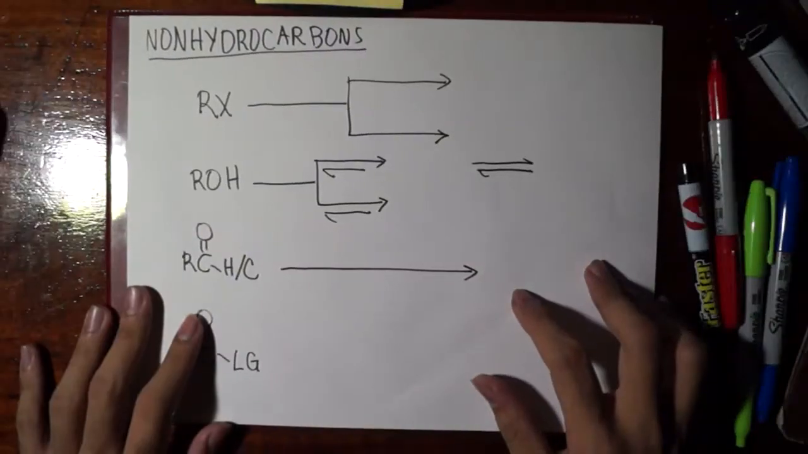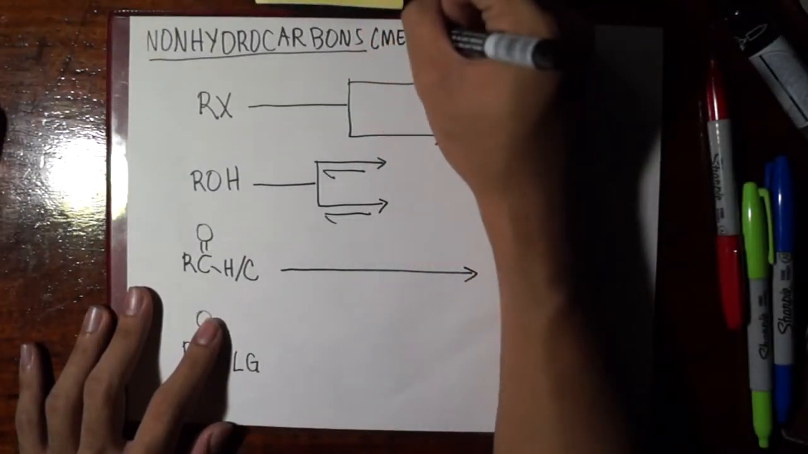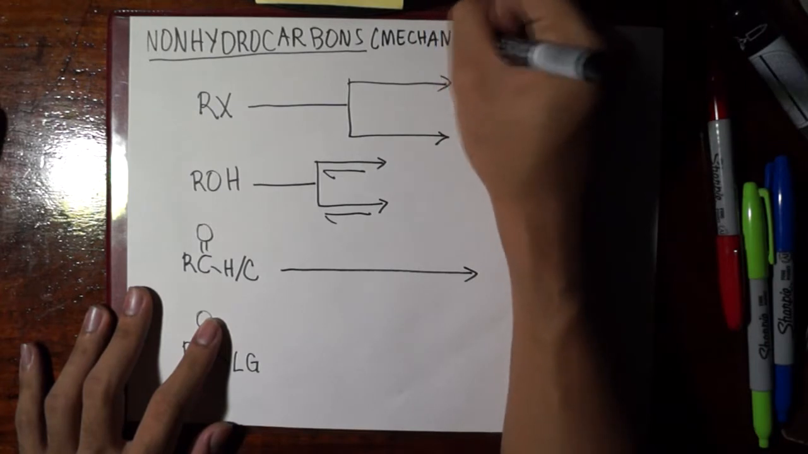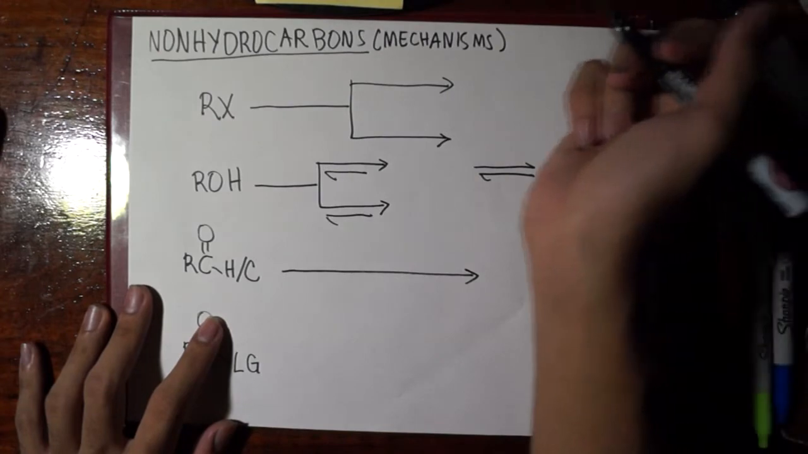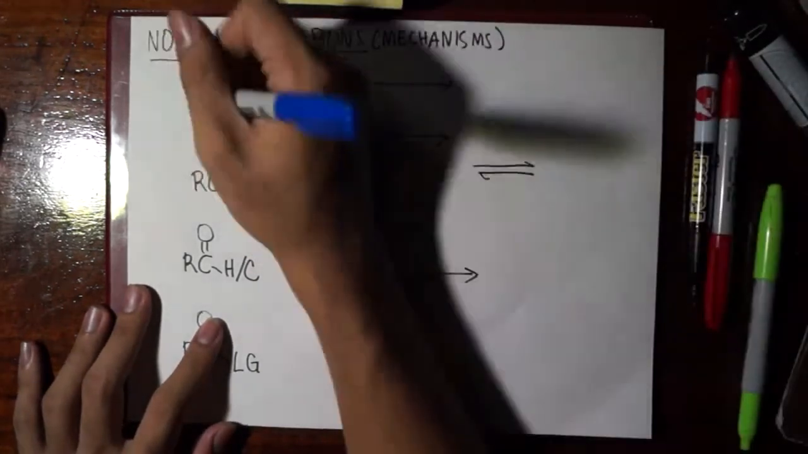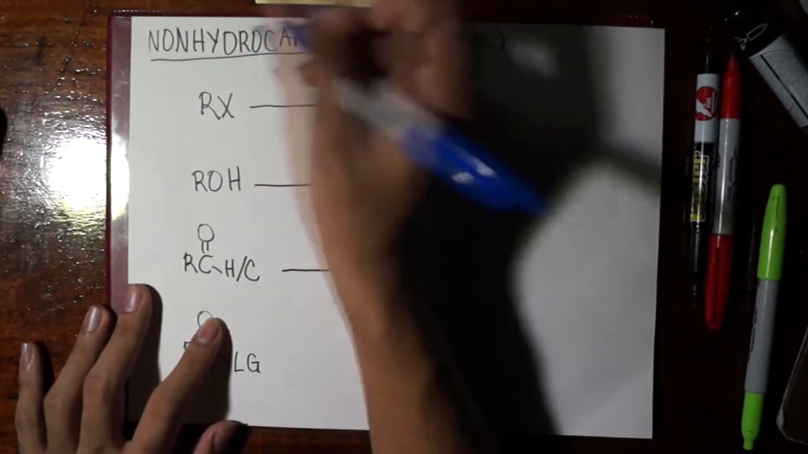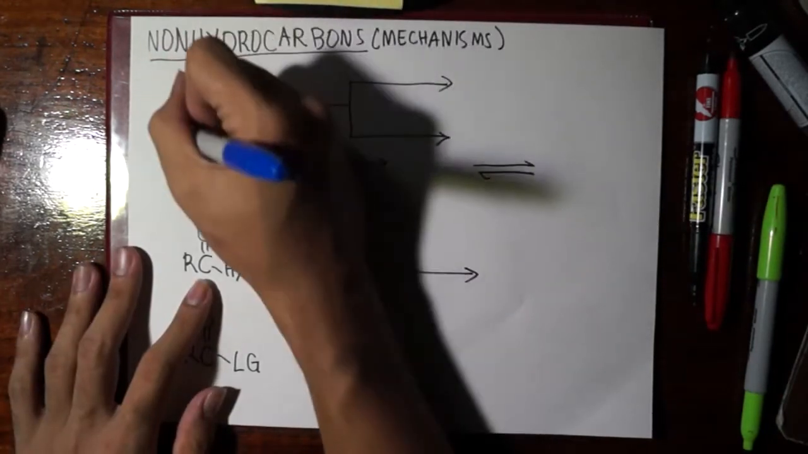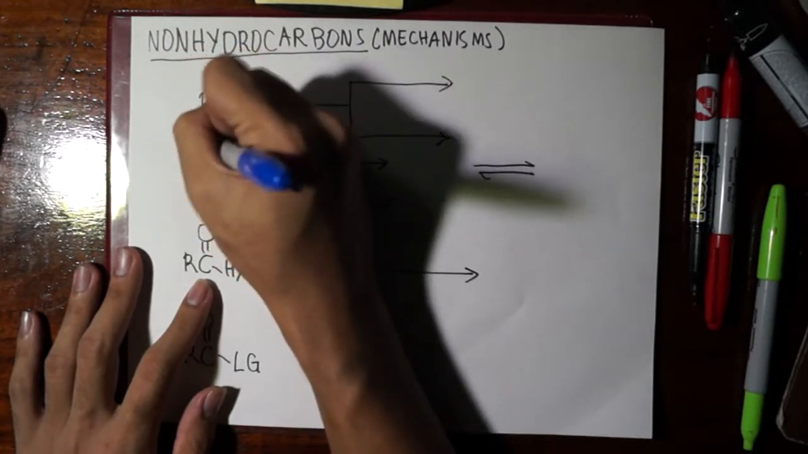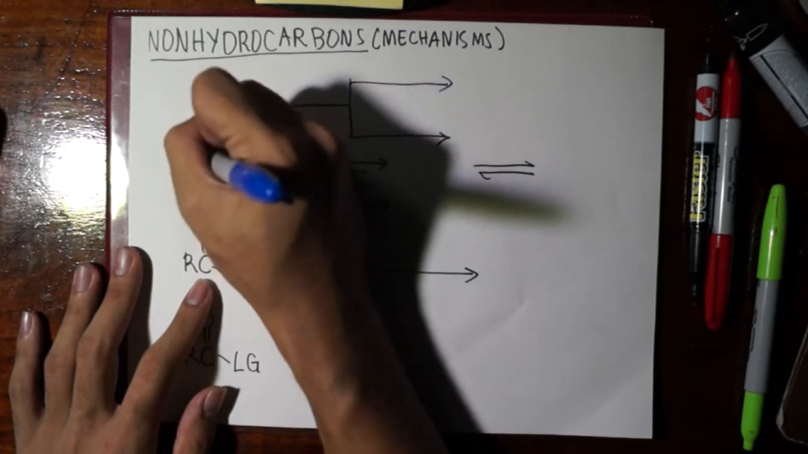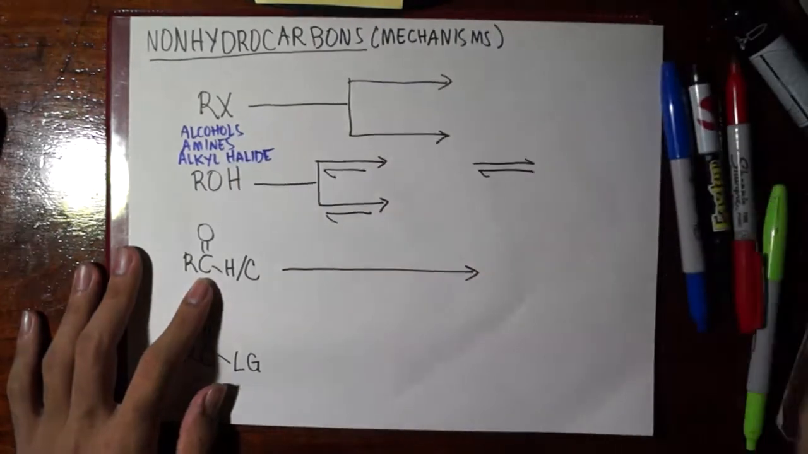This video will serve as a summary for reaction mechanisms of families of organic compounds which are not purely hydrocarbons. So back to the RX compounds, in the way that I taught these RX compounds, these can include alcohols, amines, and alkyl halides. Generally, these three can all react in two ways.